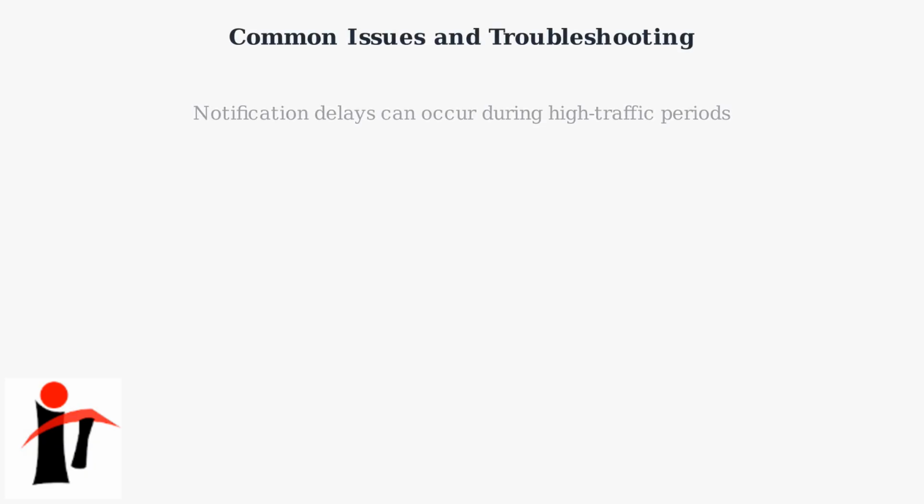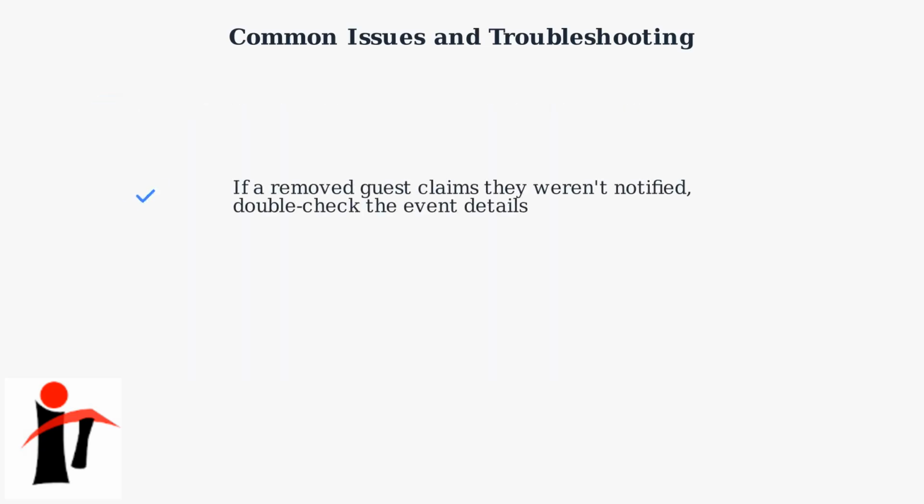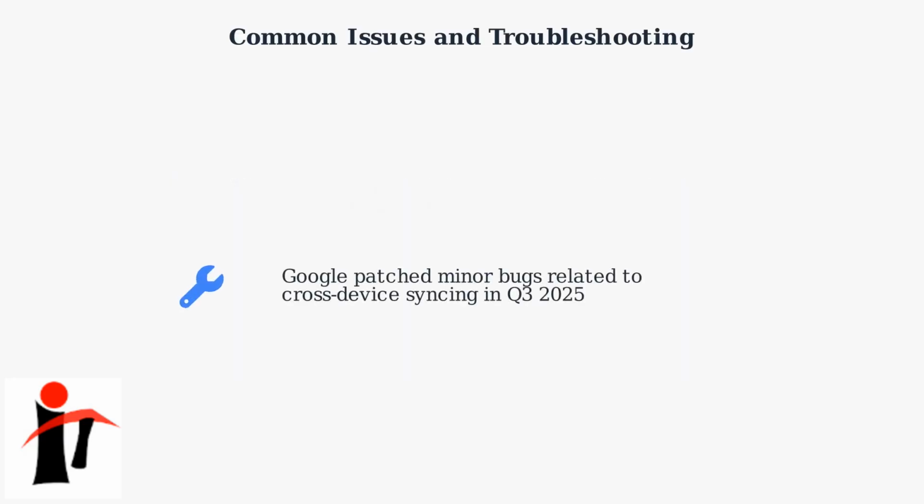While the process is generally smooth, occasional notification delays can occur, especially during high-traffic periods. If a removed guest claims they weren't notified, double-check the event details to ensure the removal was processed correctly. Google has patched minor bugs related to cross-device syncing in Q3 2025, improving reliability.